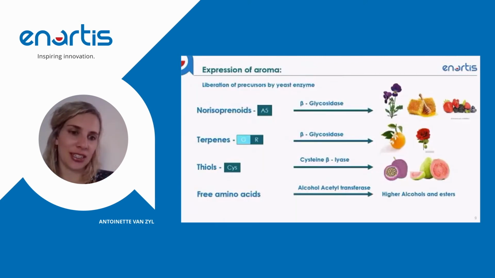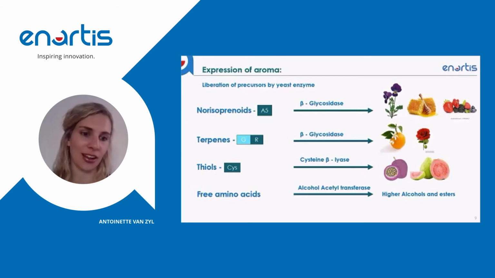So various enzymatic actions inside yeast are needed to free some of these aroma precursors into odorous, volatile forms. In the case of norisoprenoids and terpenes, which are bound to sugar in the grape, we need beta-glycosidase action, which is prevalent in some of our yeasts. And for thiols, we need a beta-lyase action to free the thiols and make them volatile. And in the case of free amino acids, we need an alcohol acetyl transferase action in the yeast to form higher alcohols and esters.